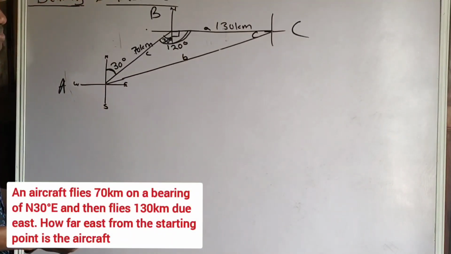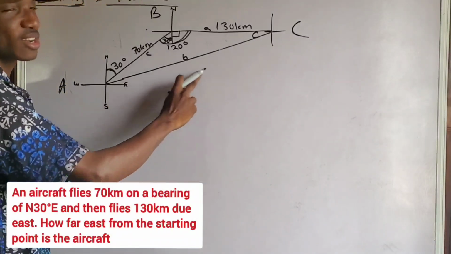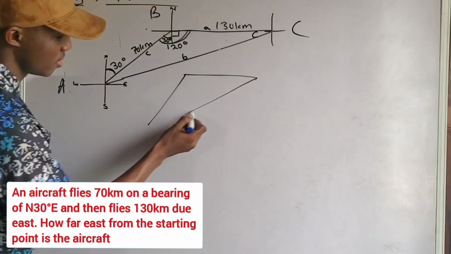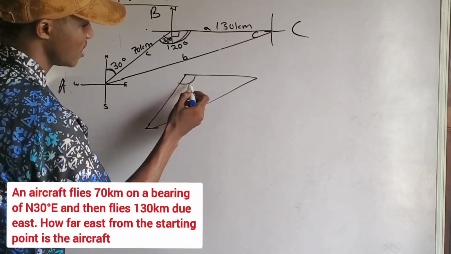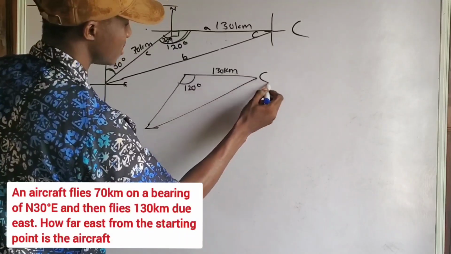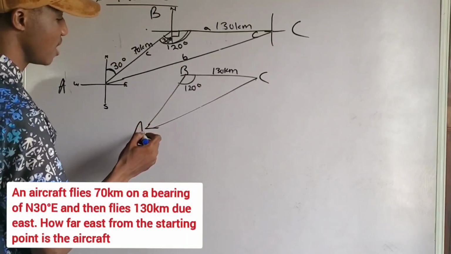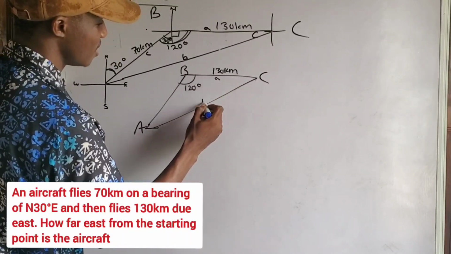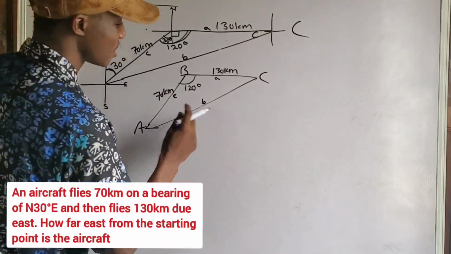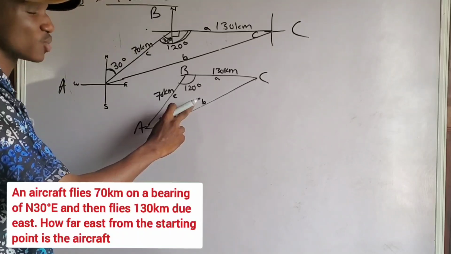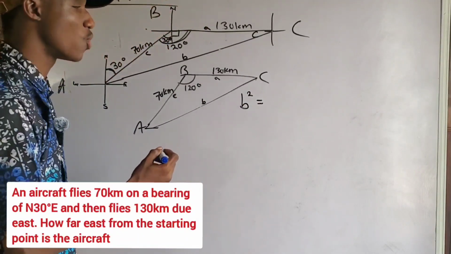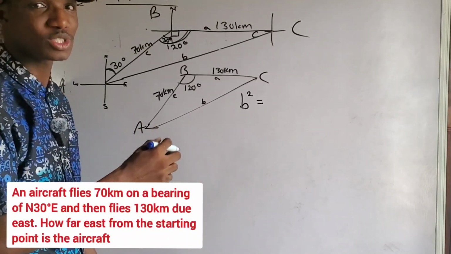So let's proceed. With respect to the diagram that we have on the board, this is 120 degrees, 130 kilometers. This is C, this is B, this is A, and this is small a, this is small b, this is small c, and this is 70 kilometers. Now we are looking for this side. According to cosine rule, the square of the side that you are looking for is equal to the sum of the squares of the other two sides that you are given.